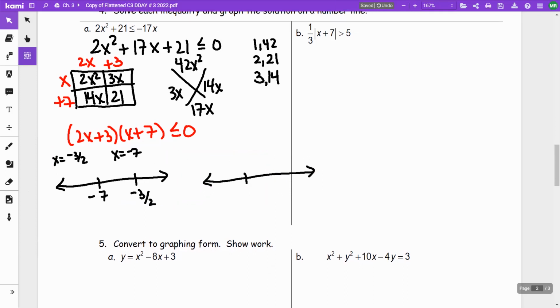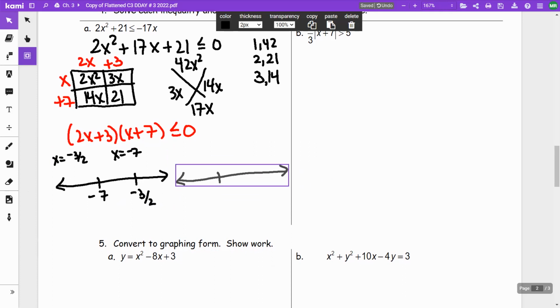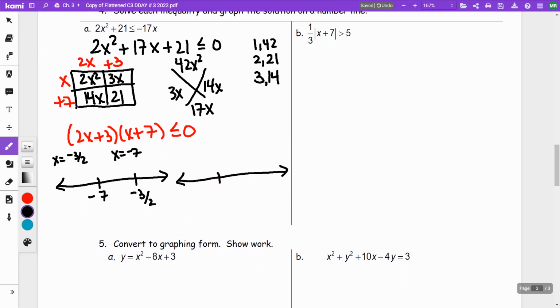Okay. So this will be a negative 7 and a negative 3/2. So again, I'm going to do it where I think about it as a parabola, as an open parabola. And so I'm going to be coming above like this. Okay, now what are we looking for? We're looking for it to be less than or equal to 0. So this is where it is 0. And those are going to be solid dots.